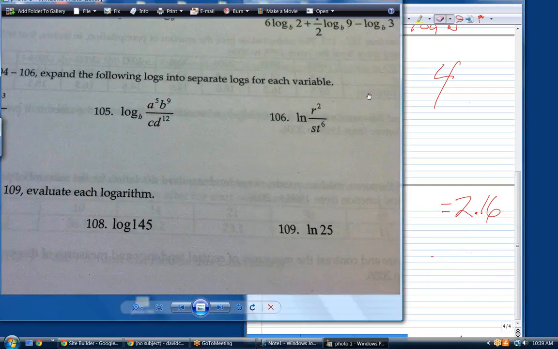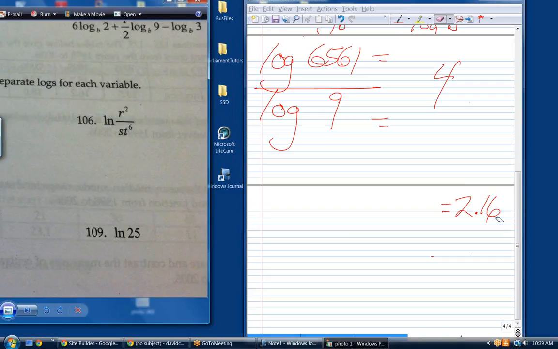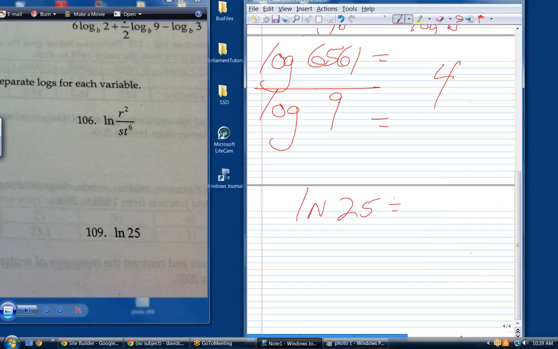And finally, 109. You have an LN key on your calculator also. Mm-hmm. So what's the natural log of 25? 3.21, which would be... Right. Express this exponentially. Now for the ln, it's still going to be like 10 to the power of 3.21 equals 25. It's not a 10 though.